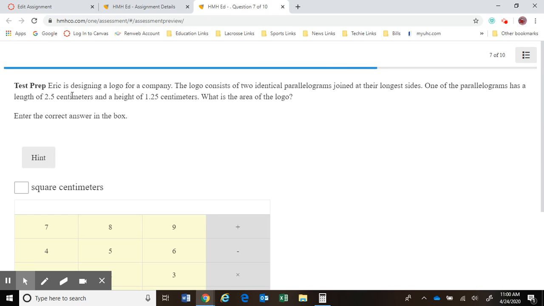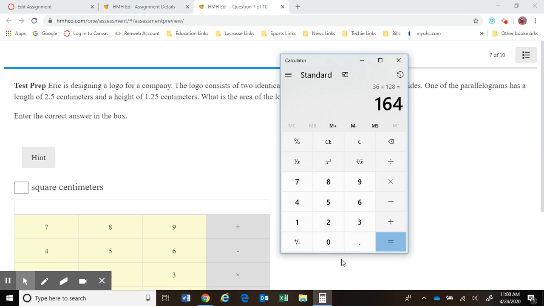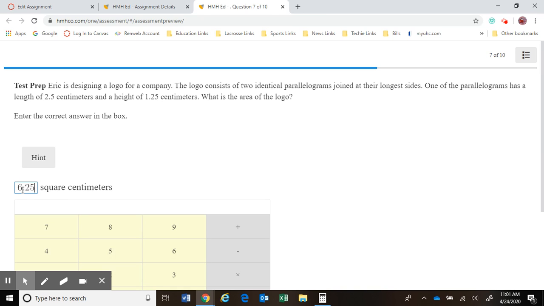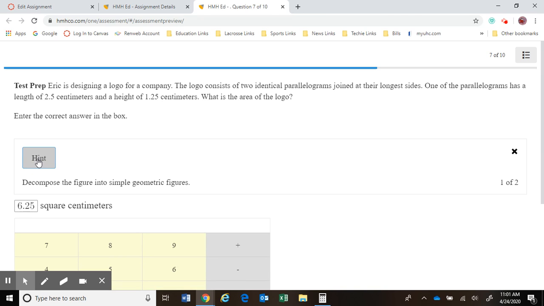Eric's designing a logo for a company. The logo consists of 2 identical parallelograms joined at their longest sides. One of the parallelograms has a length of 2.5 centimeters and a height of 1.25 centimeters. What's the area of the logo? So I've got 2 identical ones, so whatever my answer is, I've got to multiply it by 2. So 2.5 times 1.25, and I just need to multiply that by 2, right? Times 2. Here's your answer, 6.25. Length times width, right?